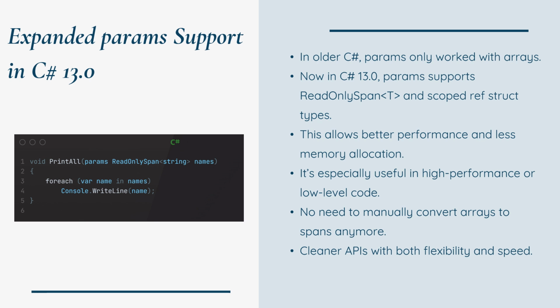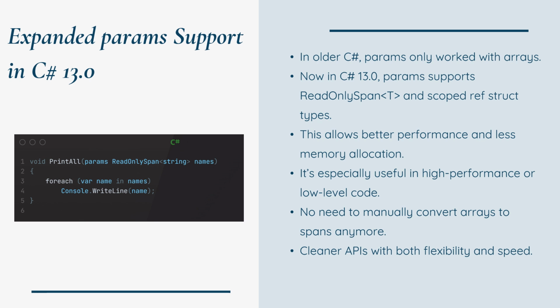For example, we had to wrap the values in an array, and that sometimes caused unnecessary memory allocation. But in C# 13, this limitation is being reduced. Now we can use params with more advanced types, such as something called a ReadOnlySpan of T and also with a scoped ref struct.